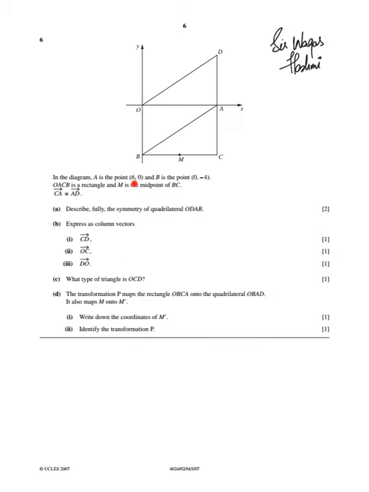In the diagram, A is the point 6, 0, so I will highlight the point here. A is the point 6 comma 0. B is the point 0 and negative 4. OACB is a rectangle and M is the midpoint of BC. CA and AD are equal. Describe fully the symmetry of quadrilateral ODAB.